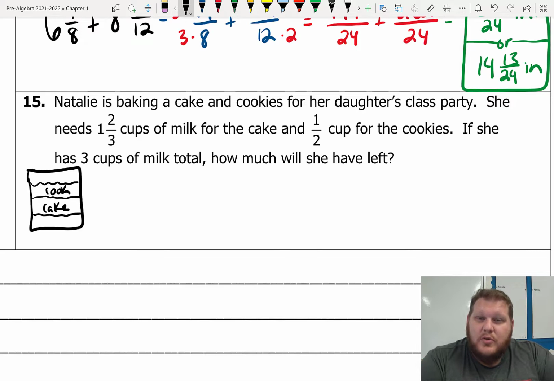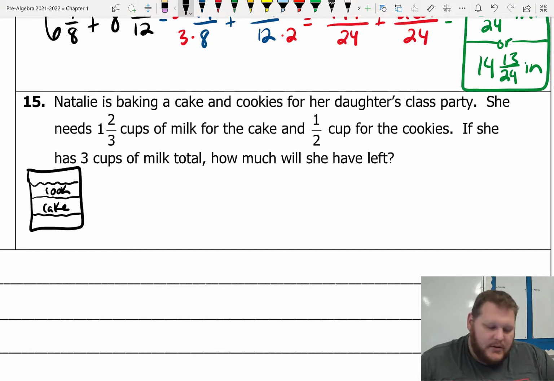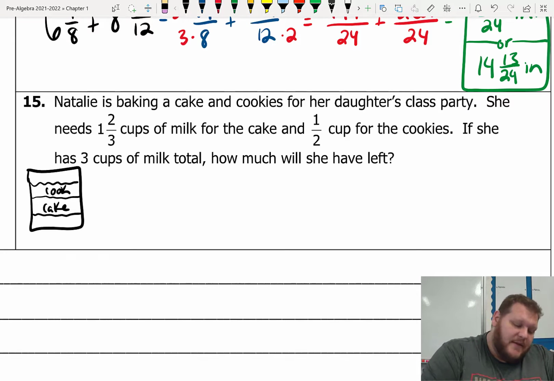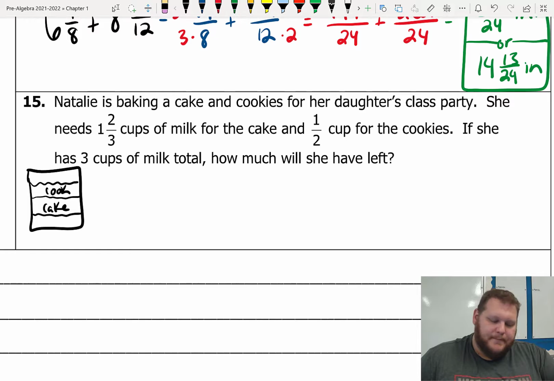You can either do 2 subtraction problems, start with 3 cups and subtract off 1/2 cup for the cookies, and then subtract off 1 2/3 for the cake. Or you can combine your 2 recipes together and then just do 1 subtraction. So that's how I'm going to do it. I'm going to figure out how much milk she's going to use between both recipes first, and then subtract that number from 3. But as always, it's up to you on how you want to approach the problem. There's 2 different ways of doing it.